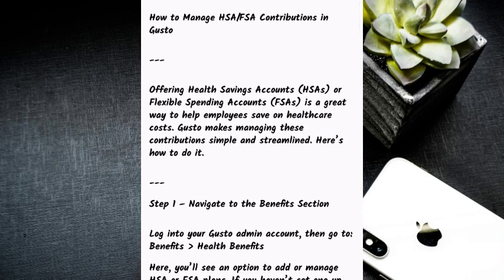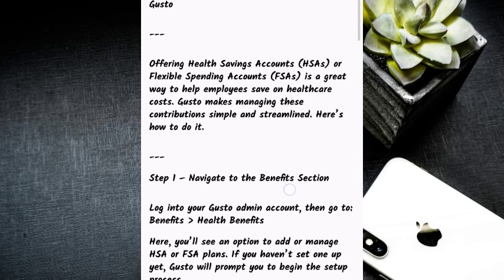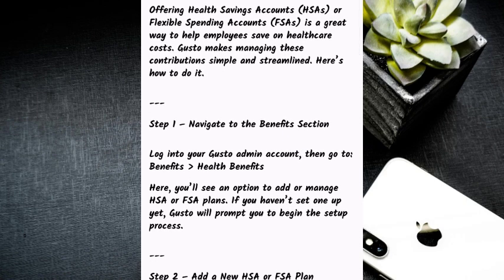Step 1, navigate to the benefits section. So log into your Gusto admin account and then go to benefits and then health benefits. Now here you're going to see an option to add or manage HSA or FSA plans. Now if you haven't set one up yet, Gusto will prompt you to begin the setup process.